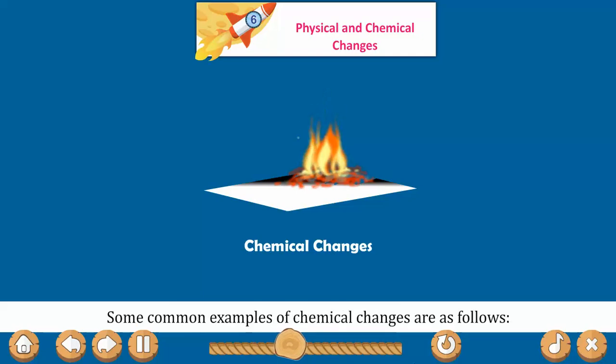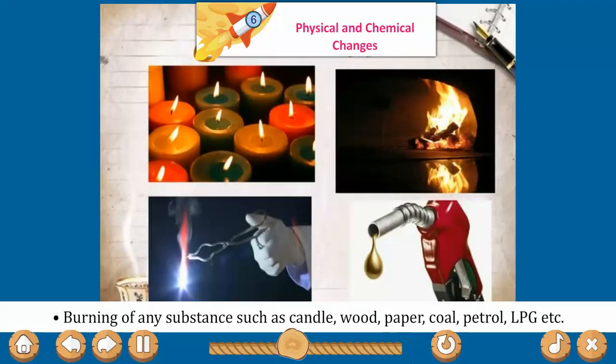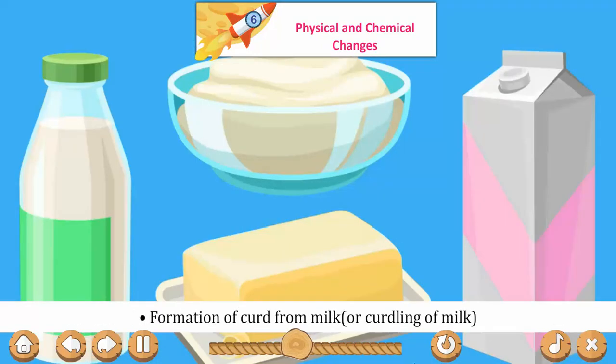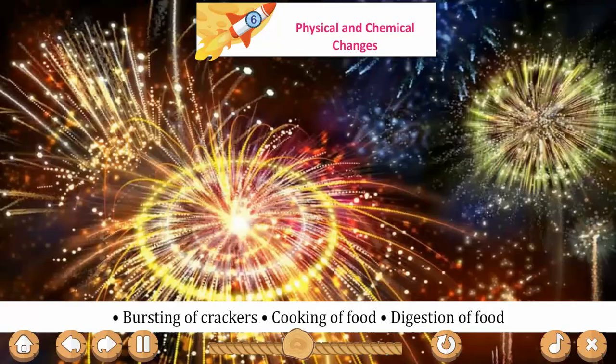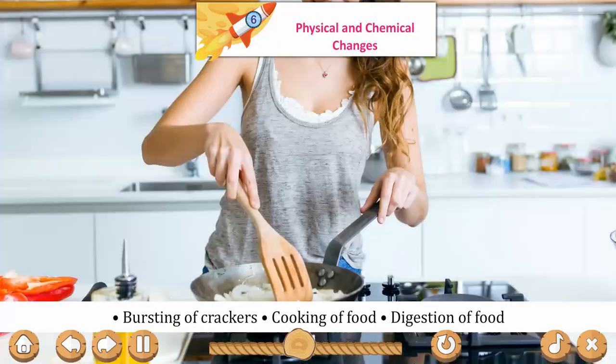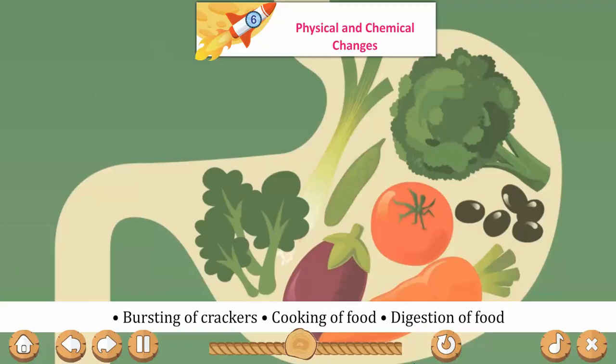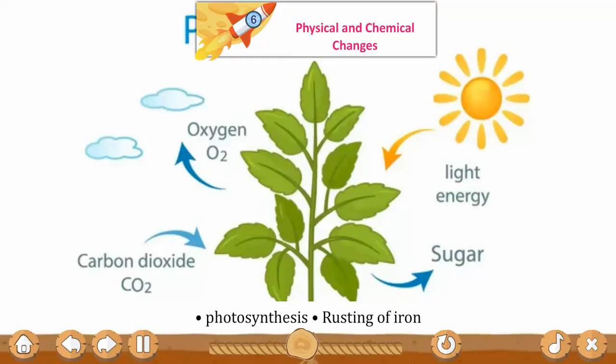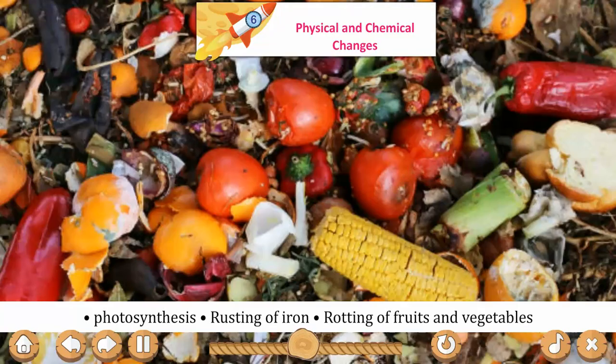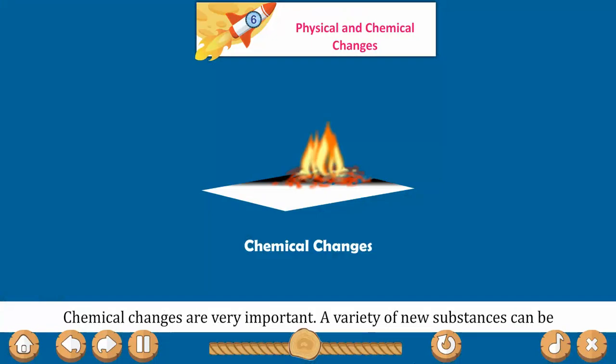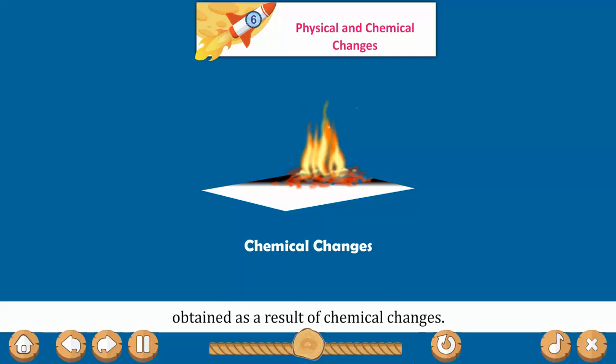Some common examples of chemical changes are as follows: burning of any substance such as candle, wood, paper, coal, petrol, LPG, etc. Formation of curd from milk or curding of milk, bursting of crackers, cooking of food, digestion of food, photosynthesis, rusting of iron, rotting of fruits and vegetables. Chemical changes are very important. A variety of new substances can be obtained as a result of chemical changes.